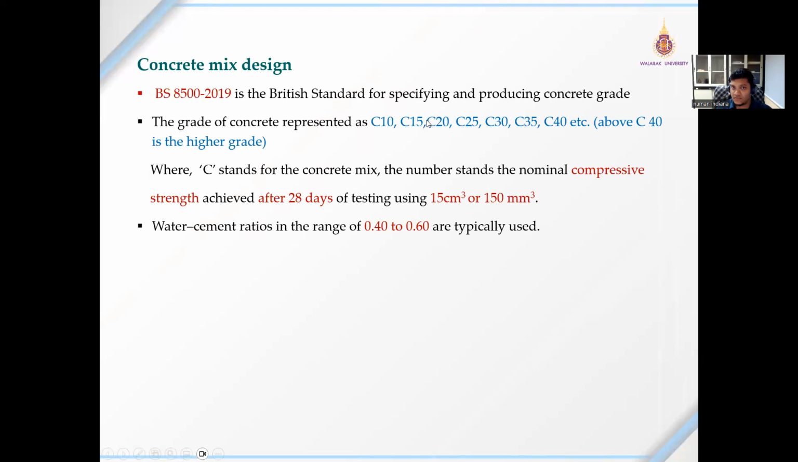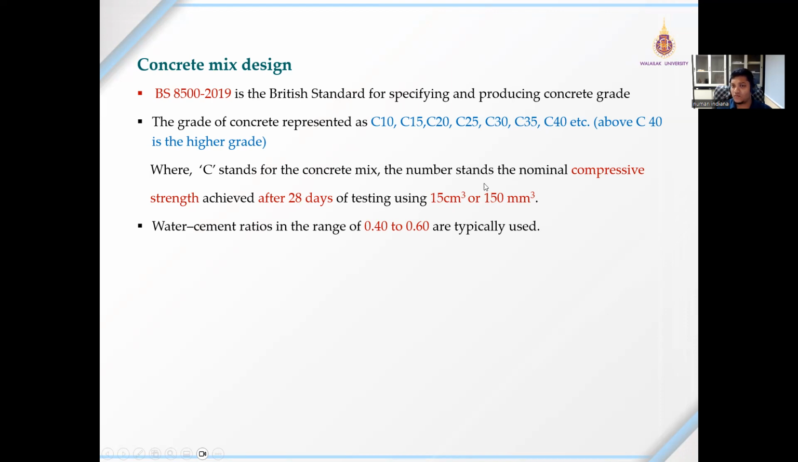So C10, C20, C25, C30, C35, C40. Above C40, we call it a higher grade, and up to C40, we call it nominal grade. Here C stands for the concrete mix, and the number stands for the strength achieved after 28 days of testing.